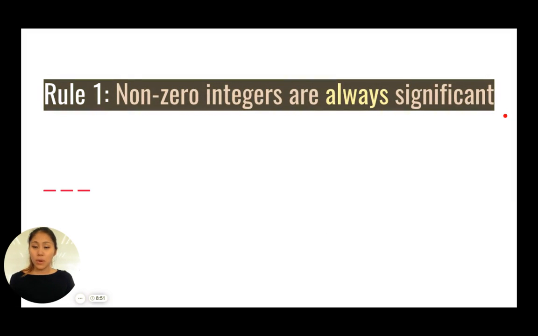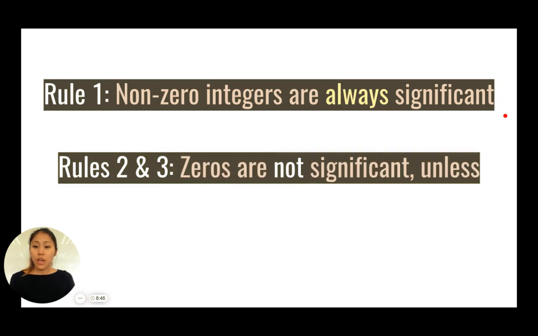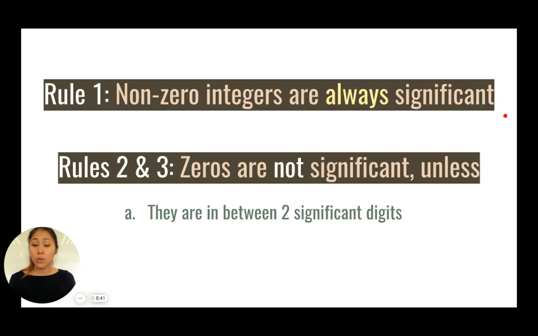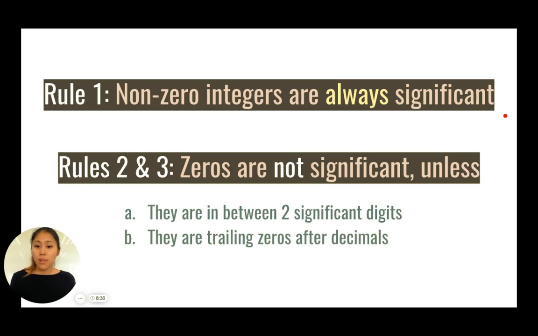Rule number 1, as we know it, is that non-zero integers are always significant. The second and the third rule are connected. Zeros are not significant unless, the second rule, they are in between 2 significant digits. This means that unless the zero is sandwiched, right? We looked at examples of zeros being sandwiched between 2 digits. Or the third rule, they are trailing zeros after decimals.